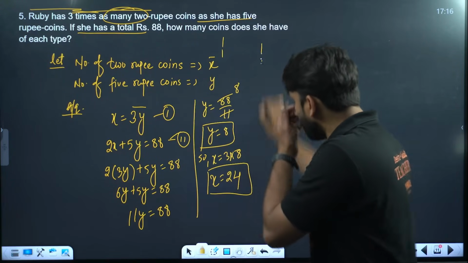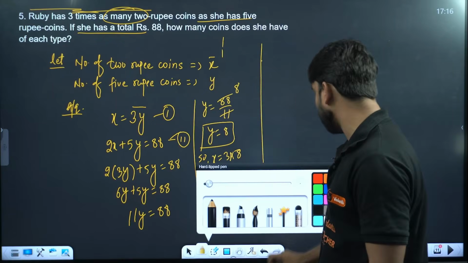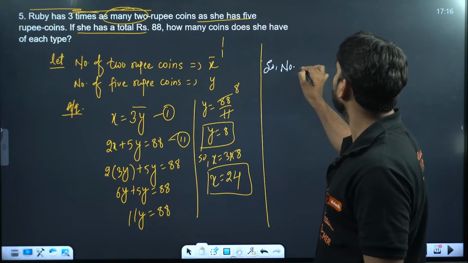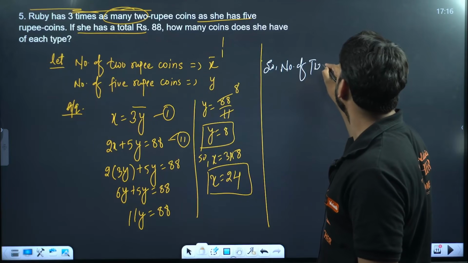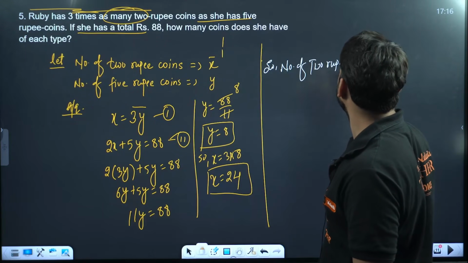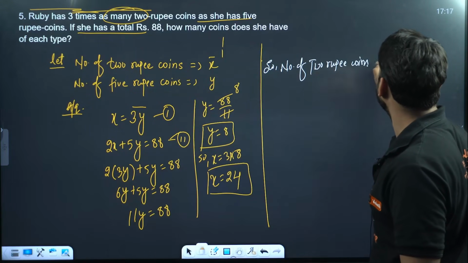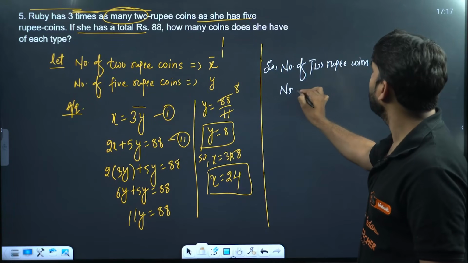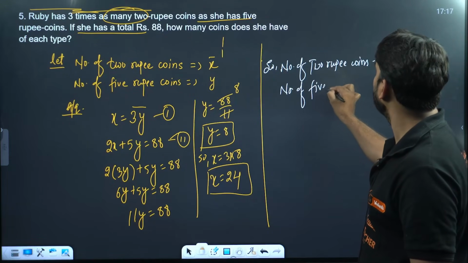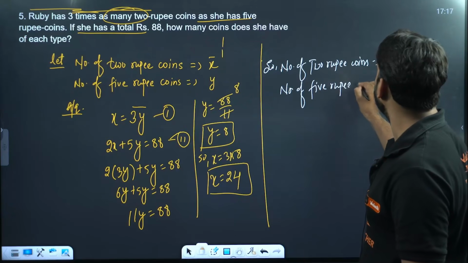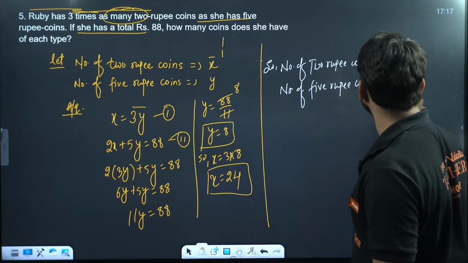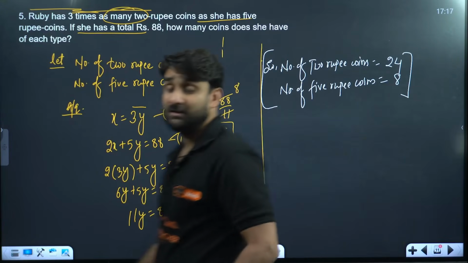Right. Now make sure to write the exact answer in words also. So the number of 2 rupee coins is 24, and the number of 5 rupee coins, how many 5 rupees? 8. This is the answer. Okay, 24 and 8 is the correct answer.